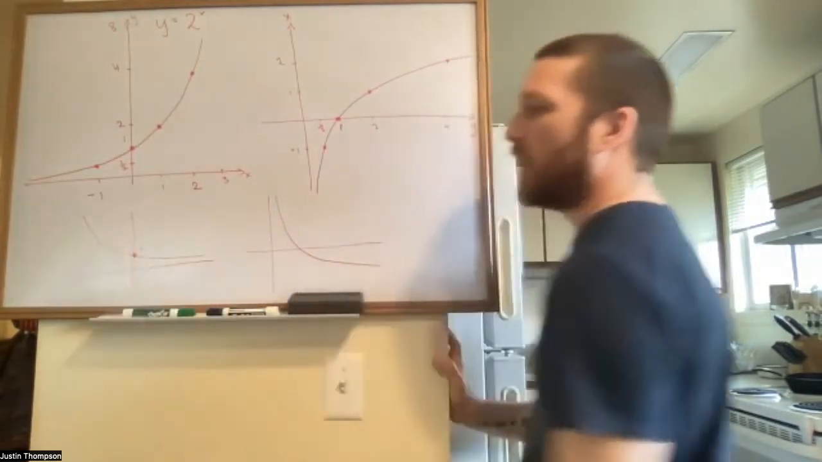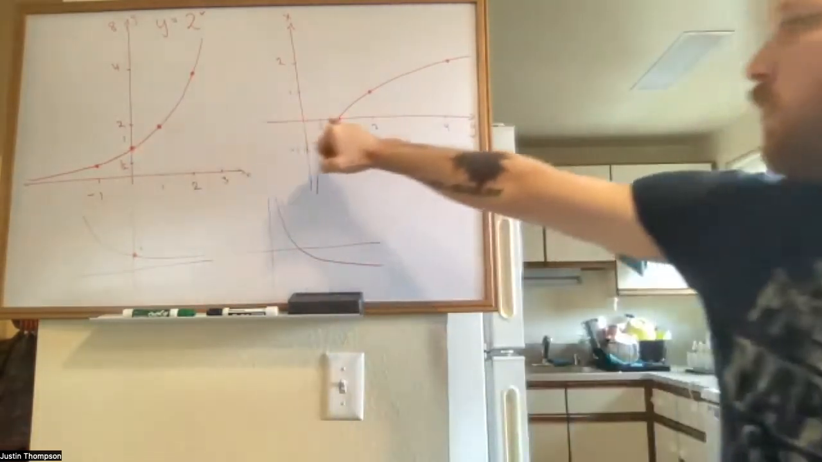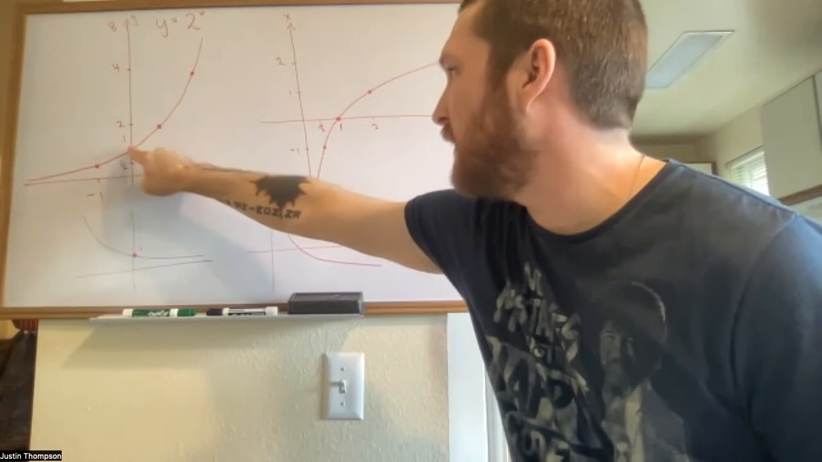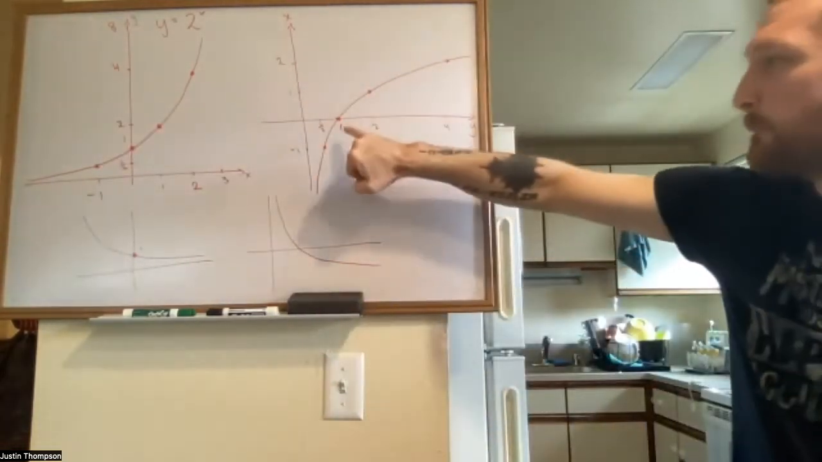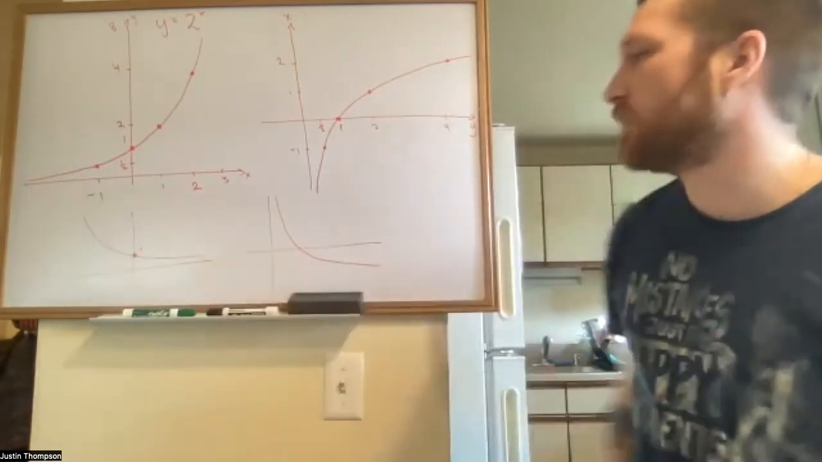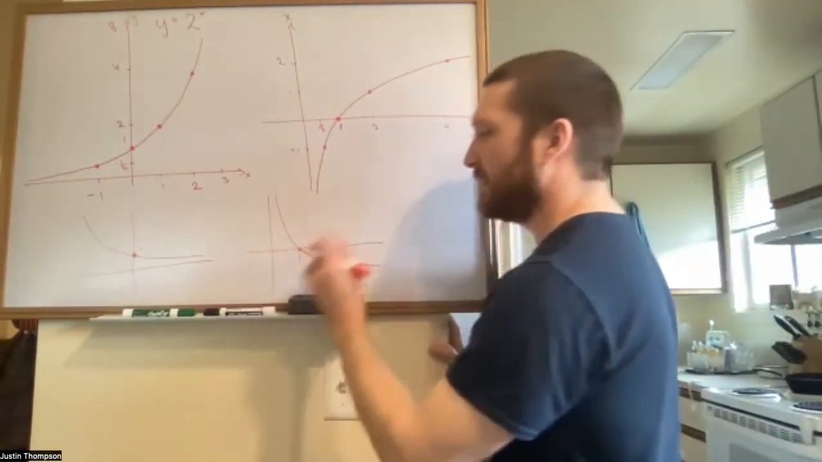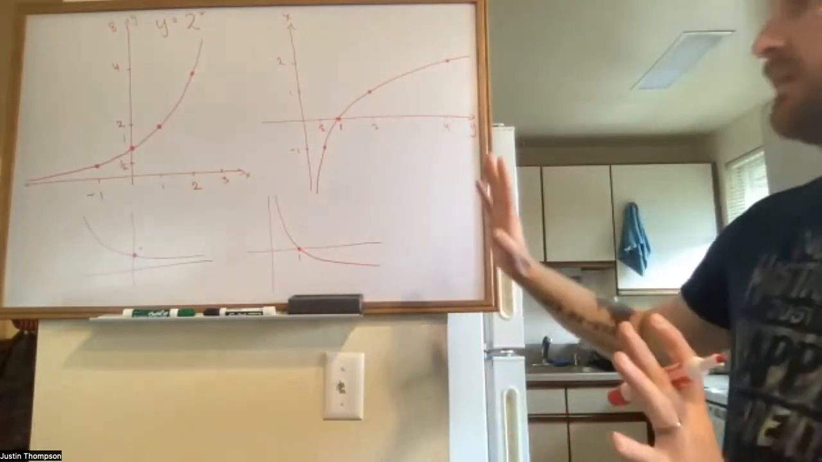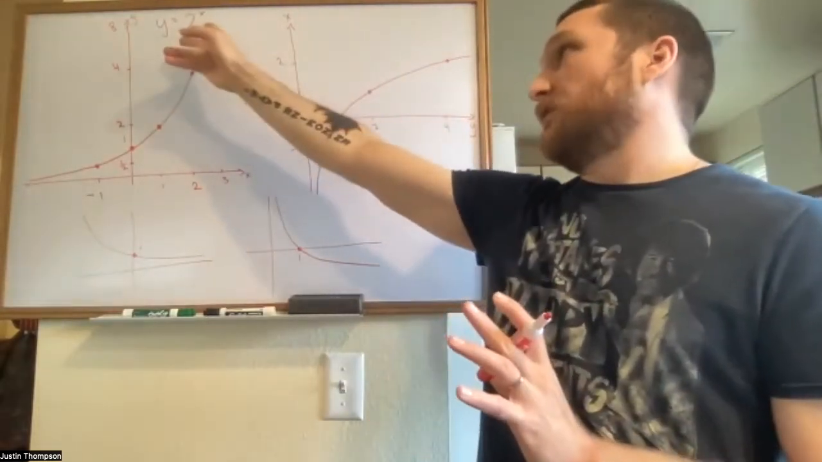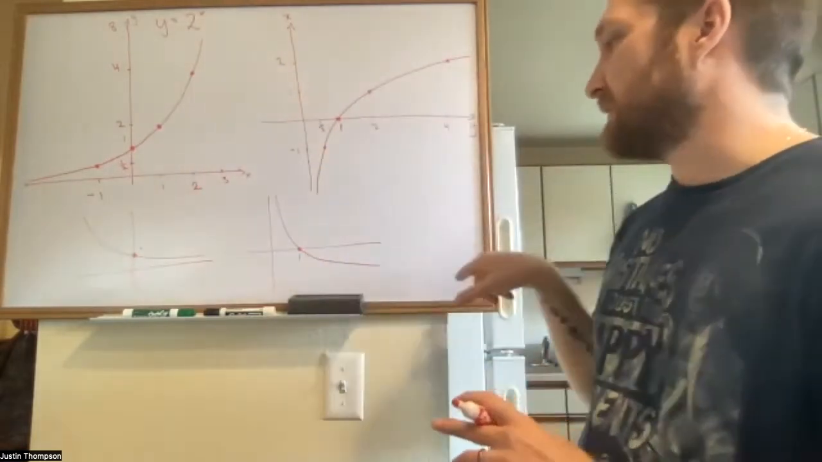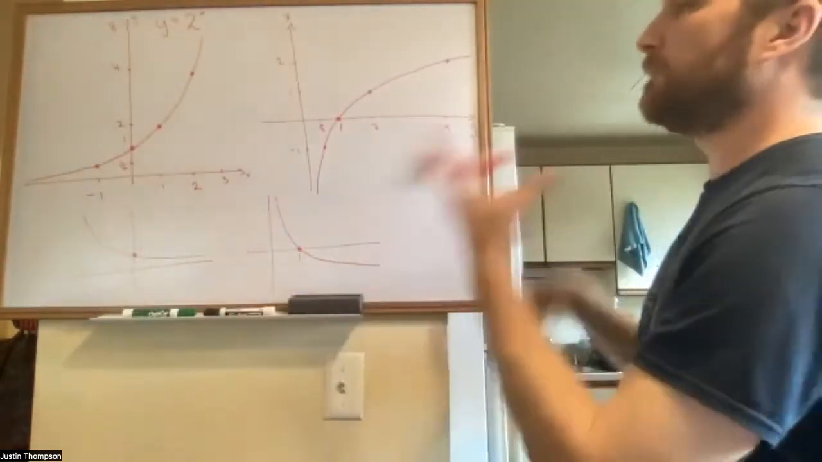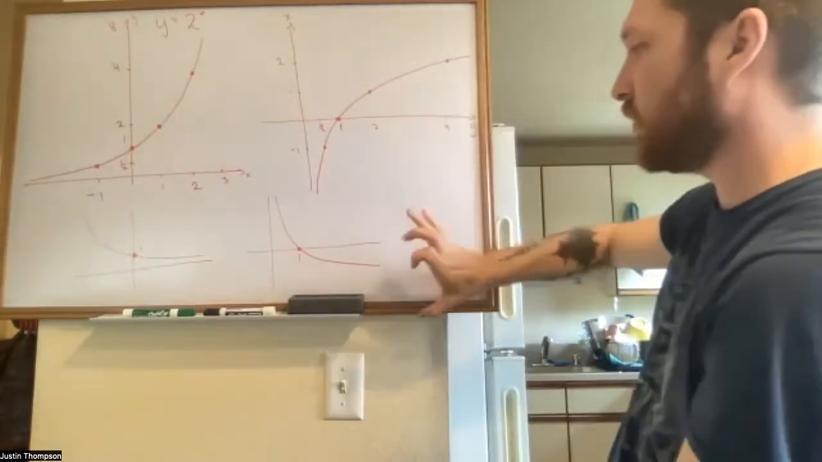Since this guy always goes through one, notice what happened. One ended up right here. When the input was zero, the output was one. Therefore, doing that in the reverse order, when the input is one, the output is zero. Ditto right here. The input was zero, the output was one. The input was one, now the output is zero. So my point is that every inverse function of an exponential function either looks like this or it looks like this. In the same way before, I said every single exponential function either looks like this or it looks like this. Well, therefore, every inverse function either looks like this or it looks like this.